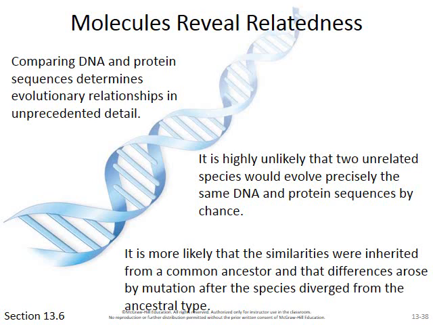It is highly unlikely that two unrelated species would evolve precisely the same DNA or protein sequence by chance. It is more likely that the similarities were inherited from a common ancestor and that differences arose by mutation after the species diverged from its ancestral type.